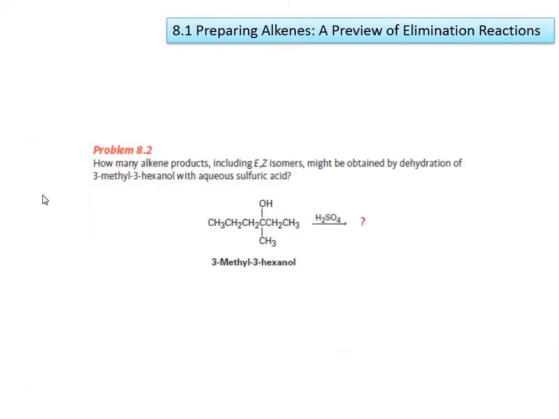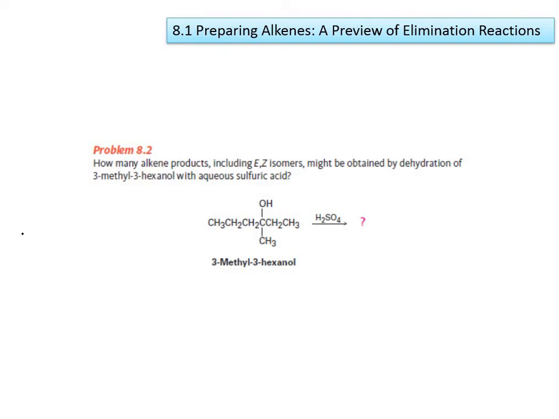Let's see a specific example. This is an example from your book. It asks how many alkene products we can generate from this alcohol through a dehydration reaction. So basically it asks how many alkenes, including E and Z isomers, we can obtain from this alcohol. So let's do this. Generally I use skeletal drawing for this type of questions.